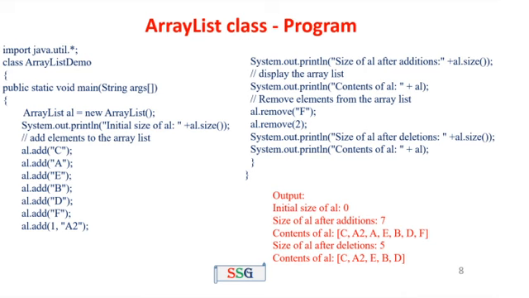The next one, remove elements from the array list. al.remove F. That means it removes the F element. The next one, al.remove, within the brackets we are passing one argument, 2. That means you are not passing the content, you are passing the index position, so that index position will be removed. The 0th position is C, first position is A2, second position is A. So A is removed. After removing, al.size equals 5. After 7, after removing 2 elements, the total number of elements is 5. Now the contents are C, A2, E, B and D.